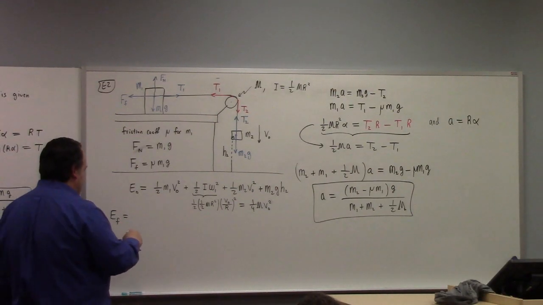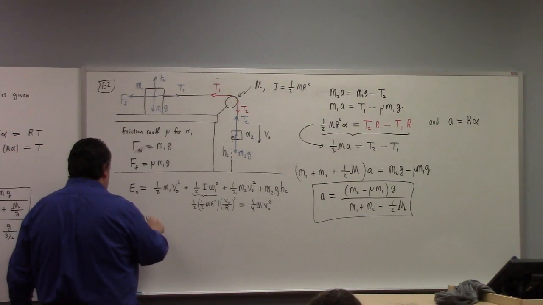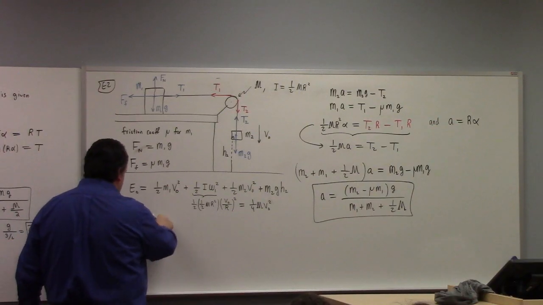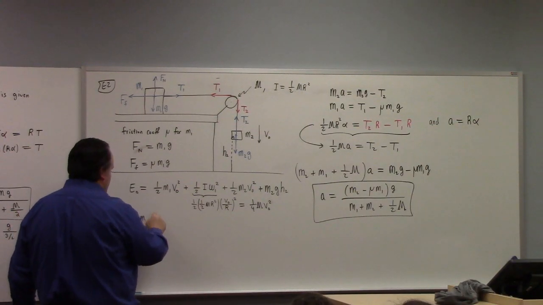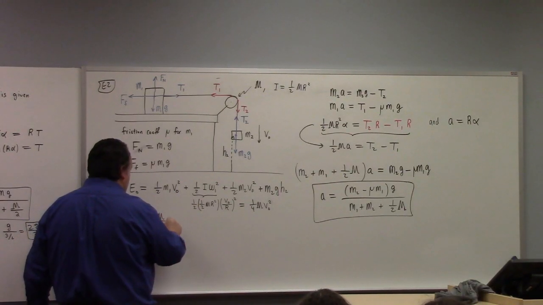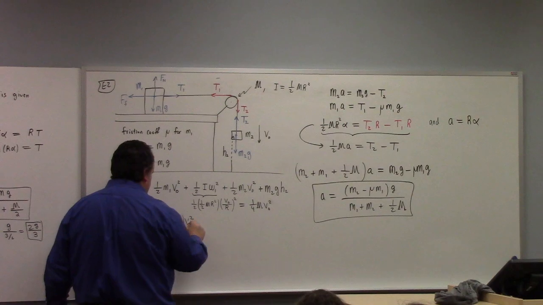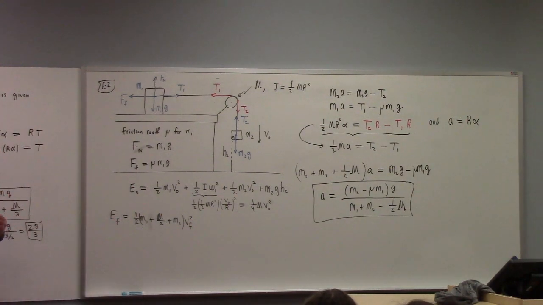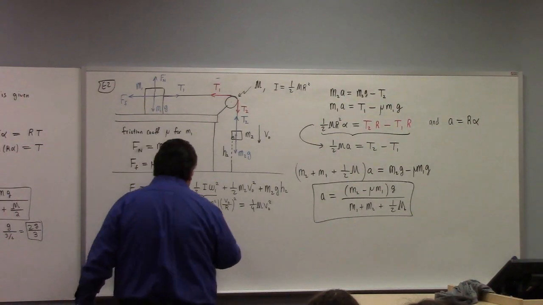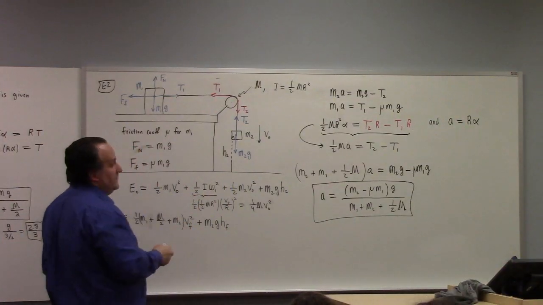And so the final energy is going to be 1/2 m vf squared. Let me just get to the point here. We can factor out 1/2: we get m1 plus M over 2 plus m2, all of that times vf squared. I'm just combining all of the kinetic energy terms together. And then you have plus m2 g, the final position here.